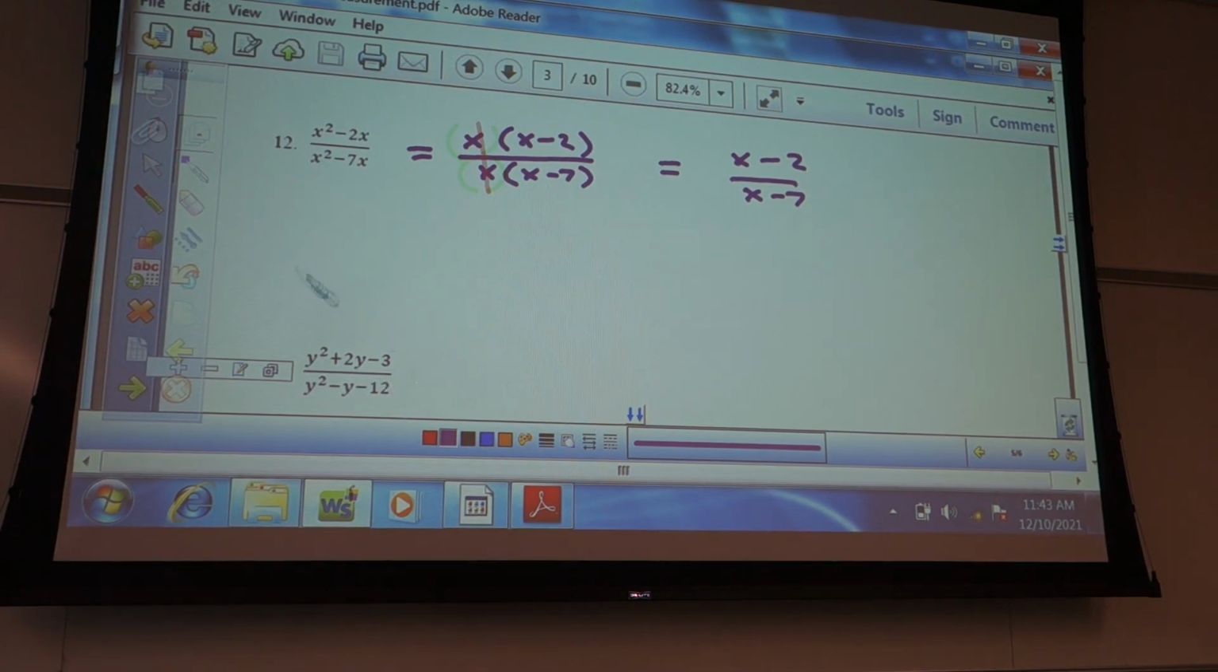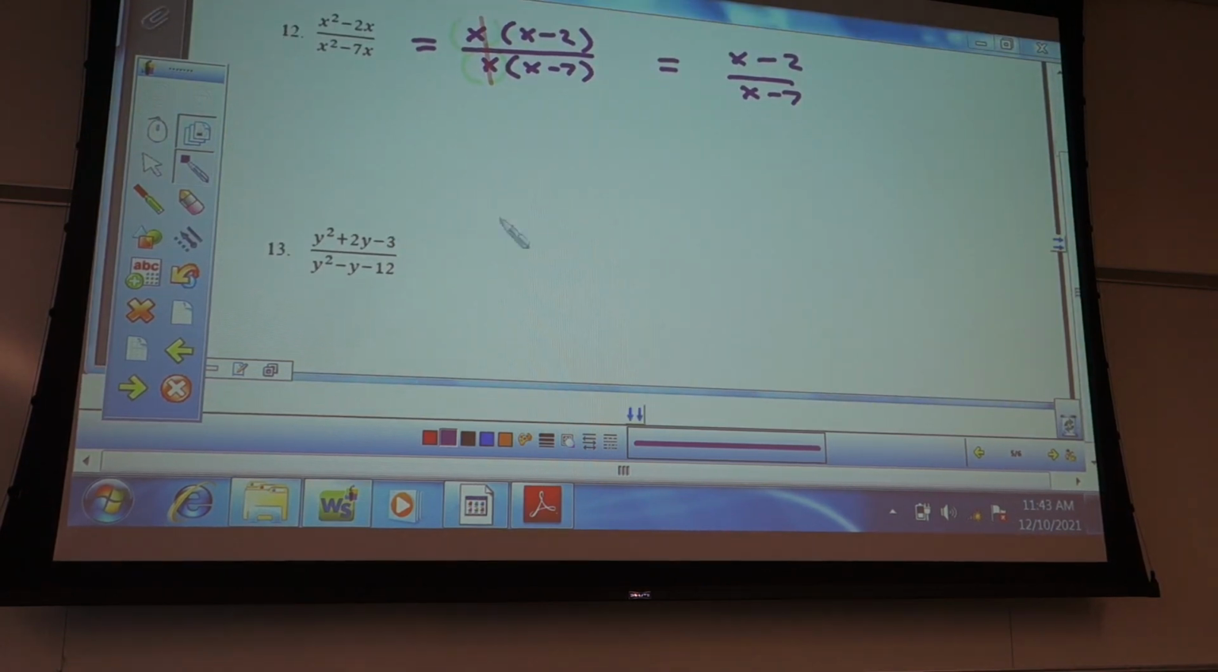The one below, we did something similar to that last class. You just do the x and you factor them. You do the x in the bottom, you factor them, and then there should be something that cancels out.